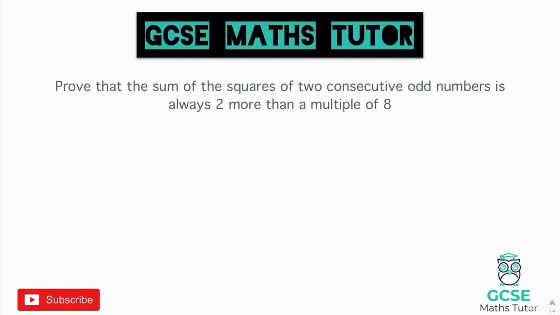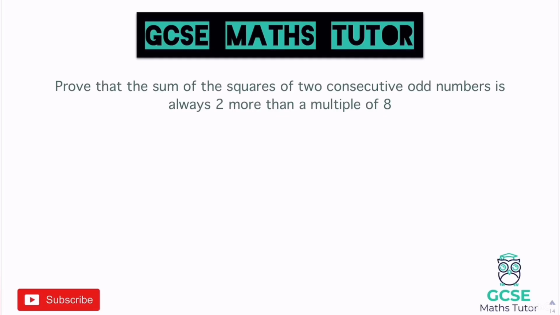On to some algebraic proof. It says prove that the sum of the squares of 2 consecutive odd numbers is always 2 more than a multiple of 8. Now there's loads of different questions on algebraic proof, and again I'll have a video with lots of these different examples, but here's just quite a good one. So it says prove that the sum of the squares of 2 consecutive odd numbers.